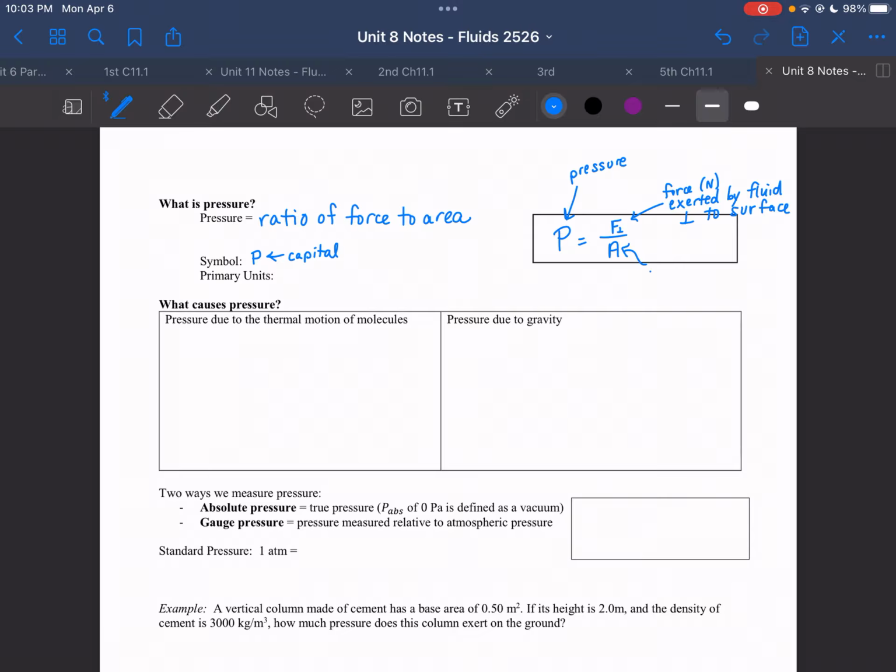And then we have A. A is the surface area, which would be in meters squared. So looking at our equation for pressure, well, we know it's going to be a Newton over a meter squared. Or we can say this is 1 Pascal, which is capital P, lowercase a, where 1 Pascal is equal to 1 Newton per meter squared.